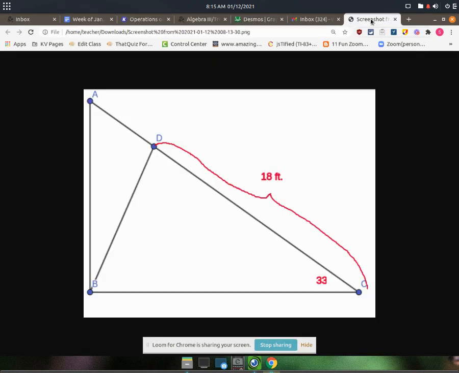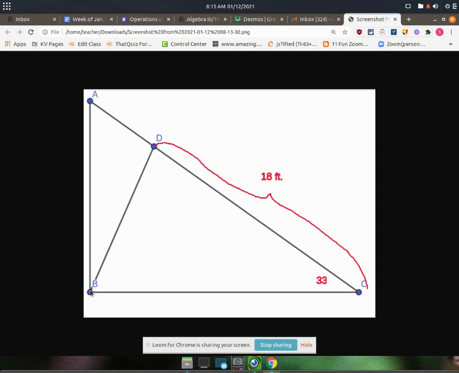All right, so quick video here. You've got a triangle. It's a right triangle that I didn't label. And this little segment of it over here is 18 feet. And you know that this is 33 degrees. The question is going to be to solve for all the missing sides. That's what we're going to be doing.